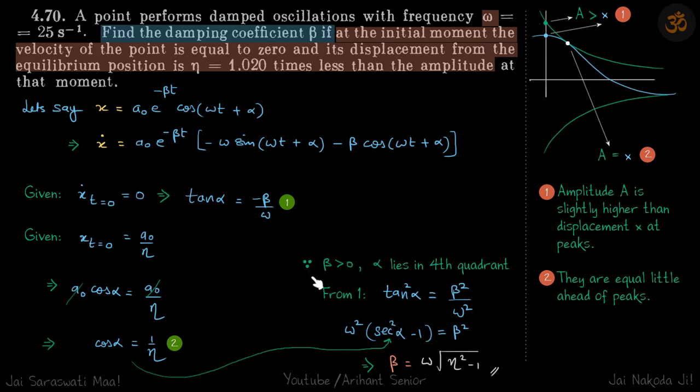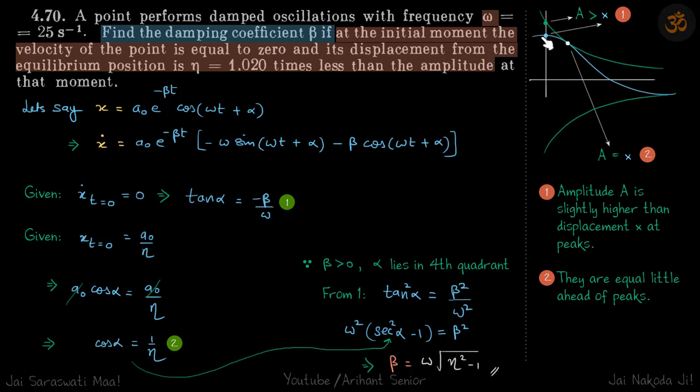Now one thing, he has not asked for the value of alpha, but if it did, you can see that since beta and omega are positive, tan alpha is negative and cos alpha is positive. So that means alpha must lie in the fourth quadrant. This information is not relevant to what he has asked, but if he did ask about alpha, we should know about this.